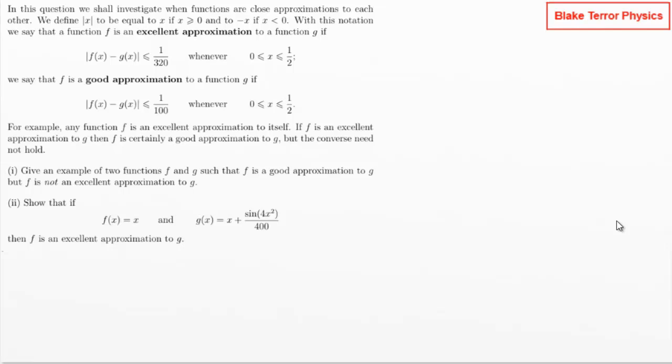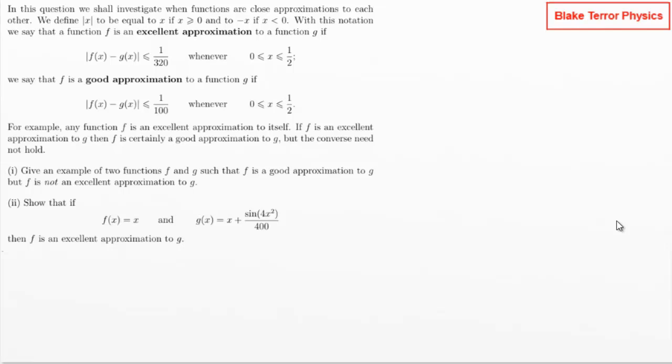Hello, this is question 3 from the 2015 MAT. So in this question we shall investigate when functions are close approximations to each other. We define modulus x to be equal to x if x is greater than or equal to 0, and to minus x if x is less than 0. So we're just knocking off the minus sign if there is one.